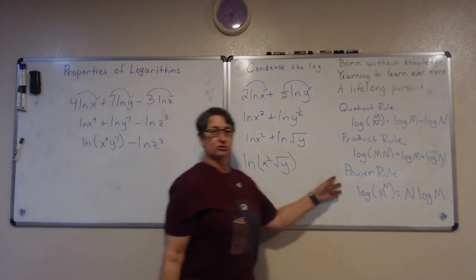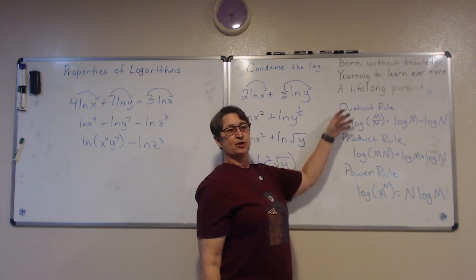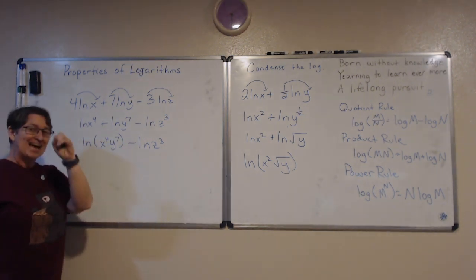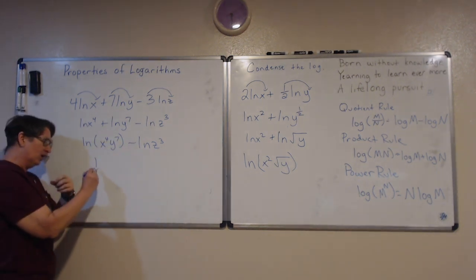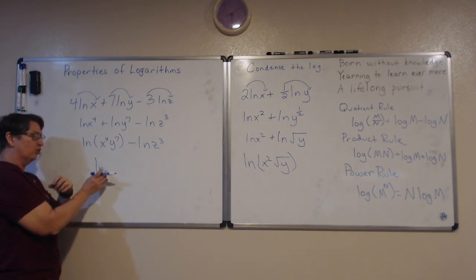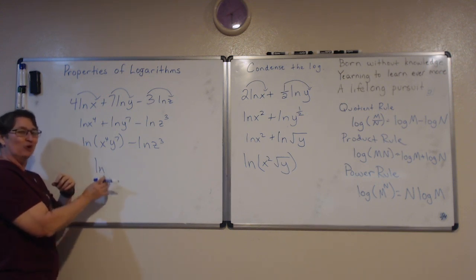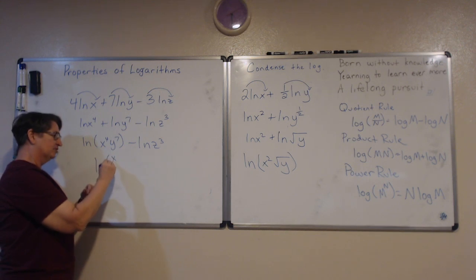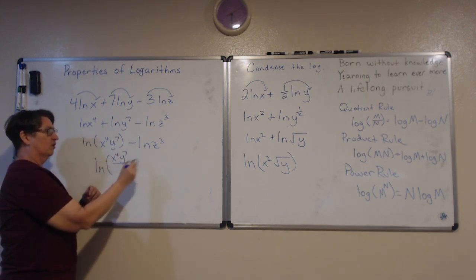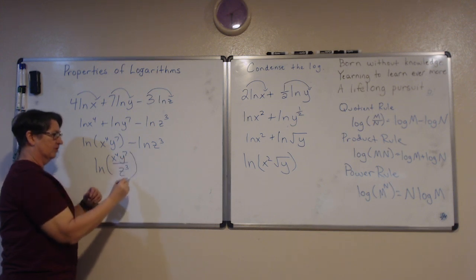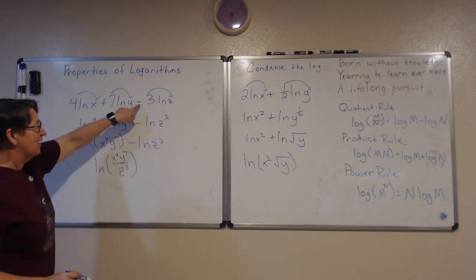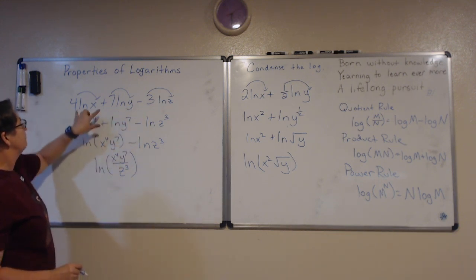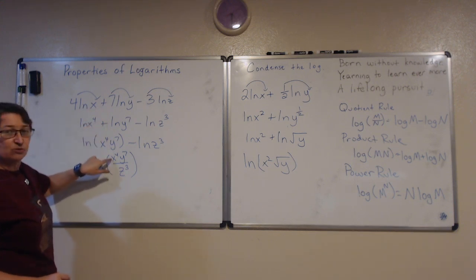So I did the power rule. I did the product rule. Now I'm going to do the quotient rule. Quotient rule. Write natural log one time. I'm only going to write it once. That's my goal. In the end, I only want it written once when I'm condensing. So natural log of that on top over the denominator. So the fact that it had a negative out front meant it was going to be in the denominator. The fact that they were positive meant it was going to be in the numerator.